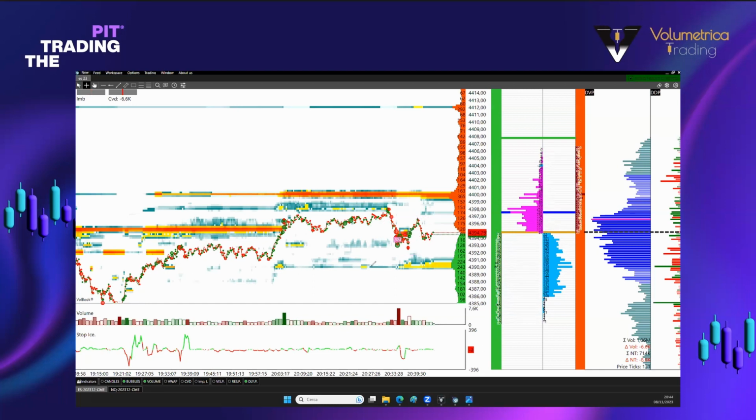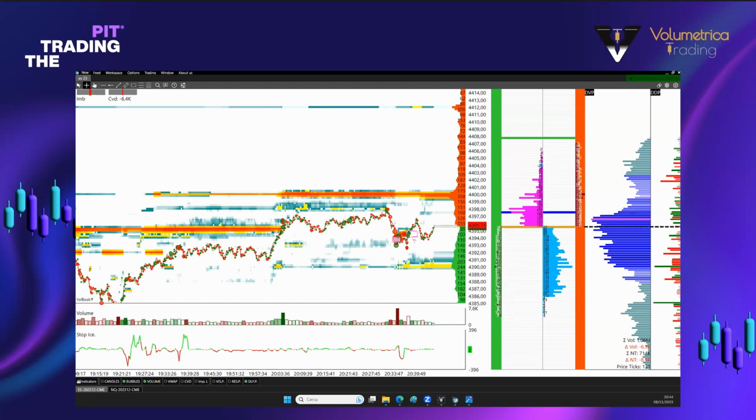So for example, this big green bubble here means that a relevant volume was involved here, and the dominance of that volume was on the buy side in terms of aggressive traders.